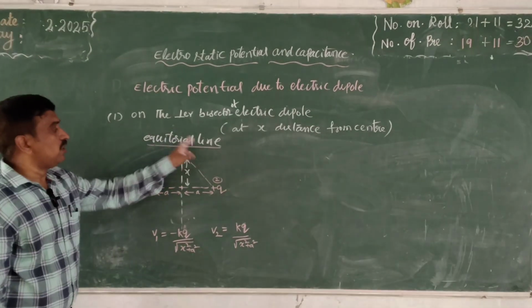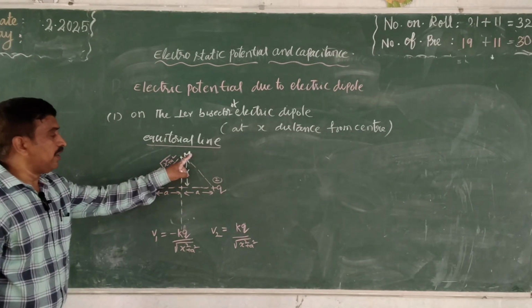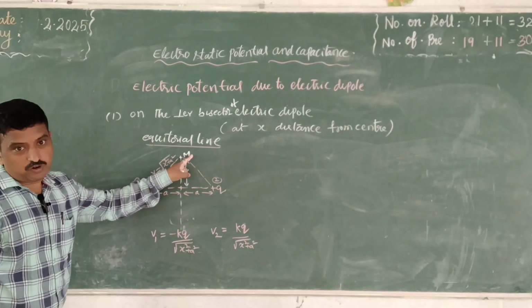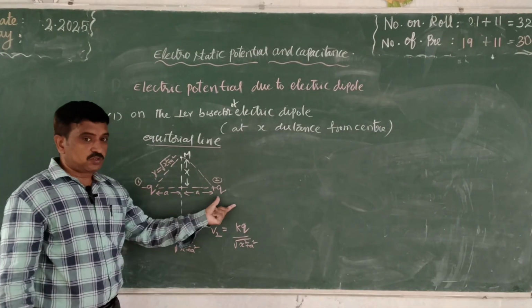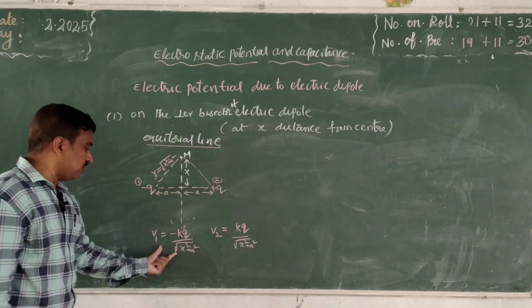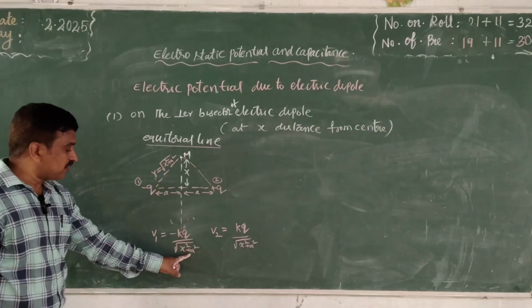That line we call the equatorial line. On the equatorial line, at point m, x distance from the center, we want to find the potential. For that, two charges are there, minus q and plus q. Due to the first charge, minus q, what is the potential? Minus kq by root of x square plus a square. Why do we write root of x square plus a square here?